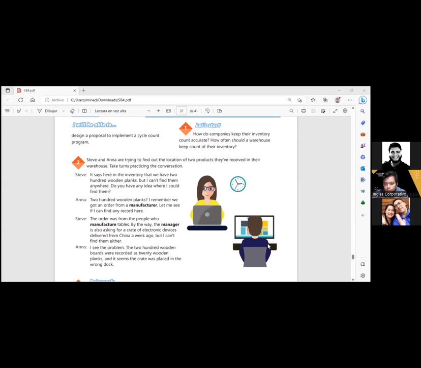200 wooden planks. I remember we got an order from a manufacturer. Let me see if I can find any record here. The order was from the people who manufacture tables. By the way, the manager is also asking for a crate of electronic devices delivered from China a week ago, but I can't find them either. I see the problem. The 200 wooden boards were recorded as 20 wooden planks, and it seems the crate was placed in the wrong dock.